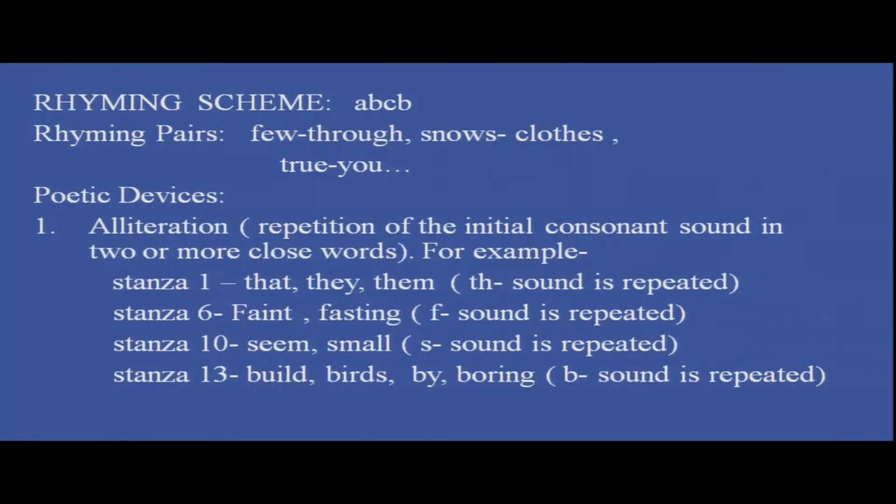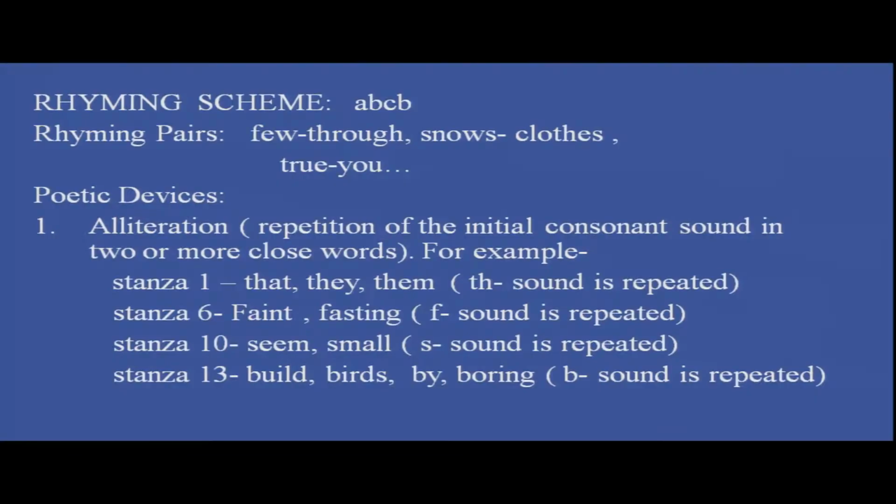Now, let us see the other aspects of the poem. The rhyming scheme, if you see the lines of the poem, if you refer to your text, you'll find the rhyming scheme is A, B, C, B. How do we find out? I think by now you all know how we can look into the rhyming scheme.